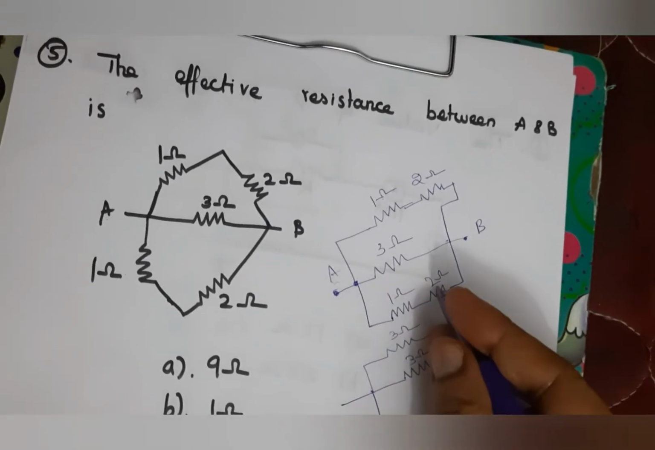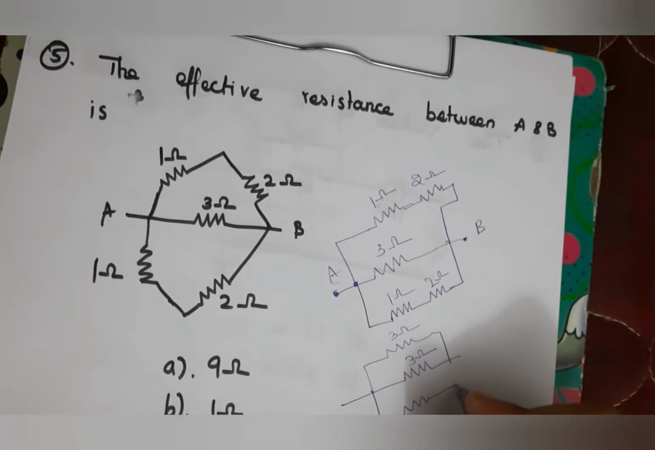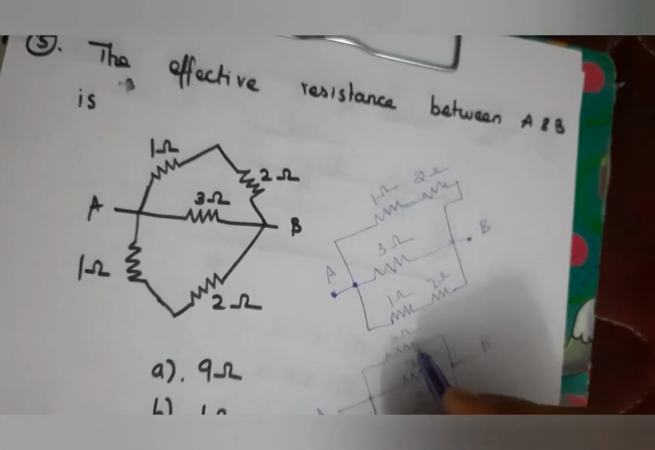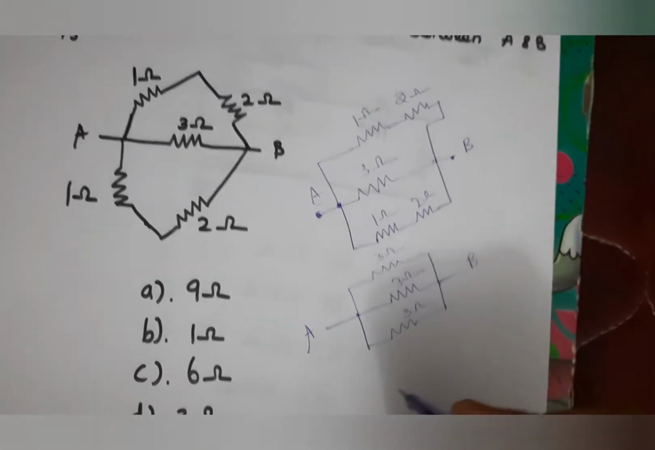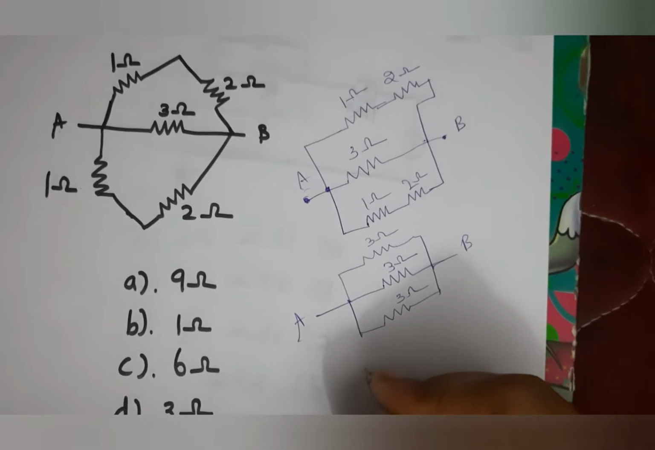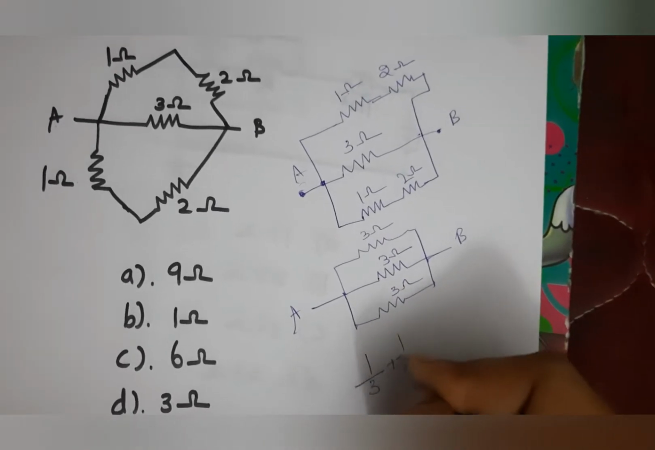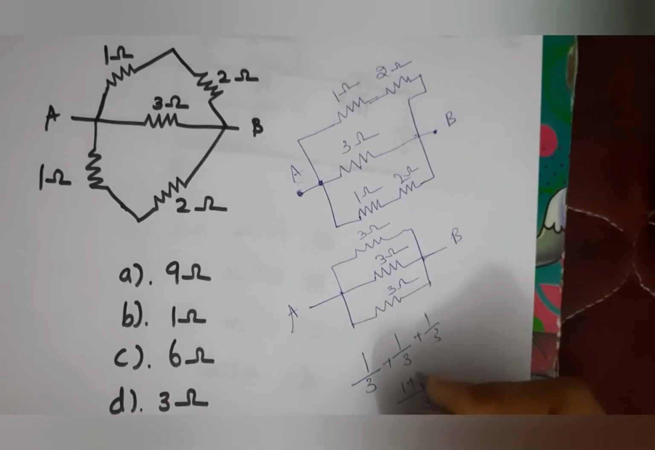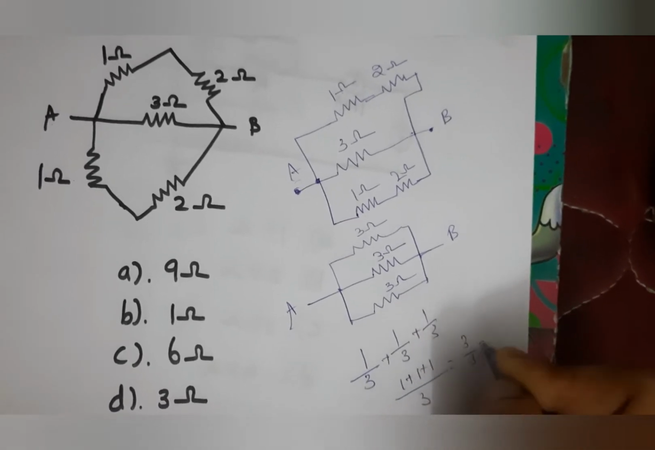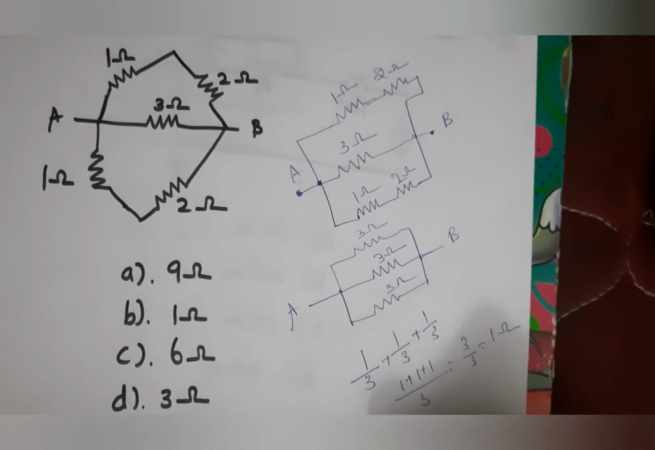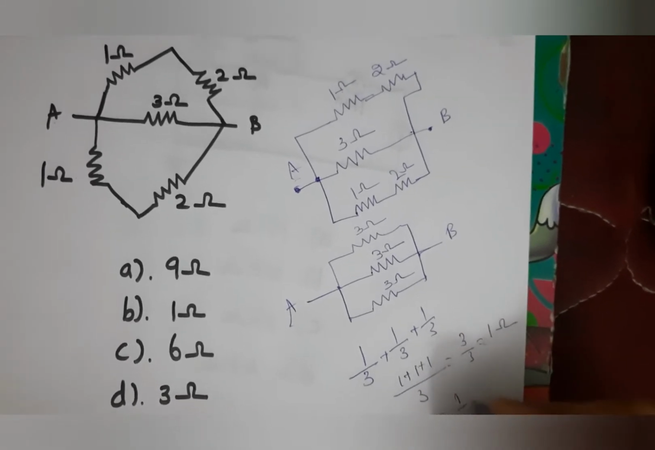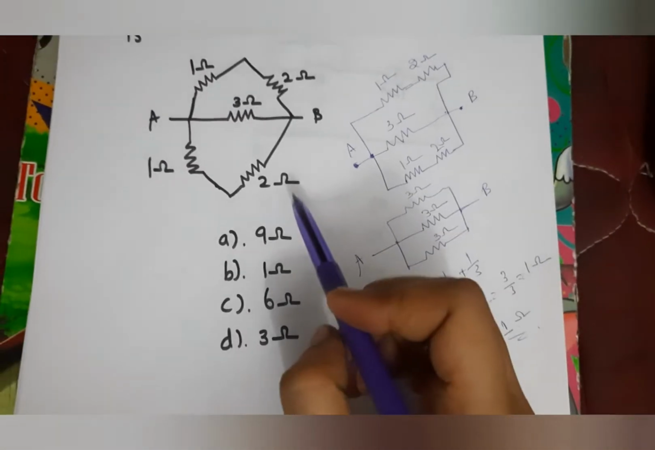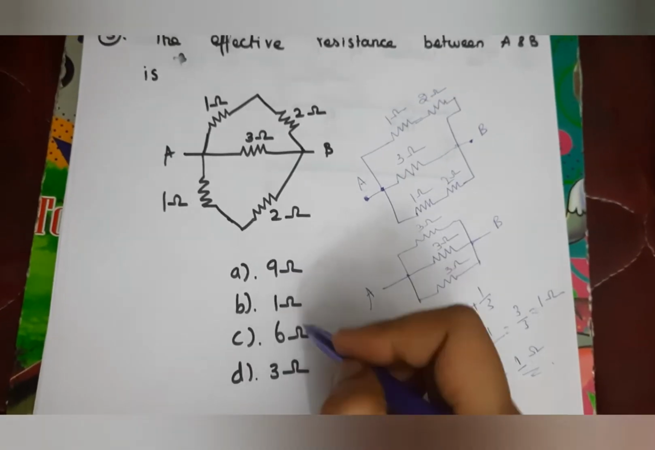and here this is also 3 ohm. So now these 3 resistors are connected in parallel. So we find the R equivalent by taking the reciprocal of these 3 resistors. So 1 plus 1 plus 1 over 3, that is 3 by 3, that is 1. Taking the reciprocal of this also gives 1 ohm. So the effective resistance between A and B is 1 ohm.